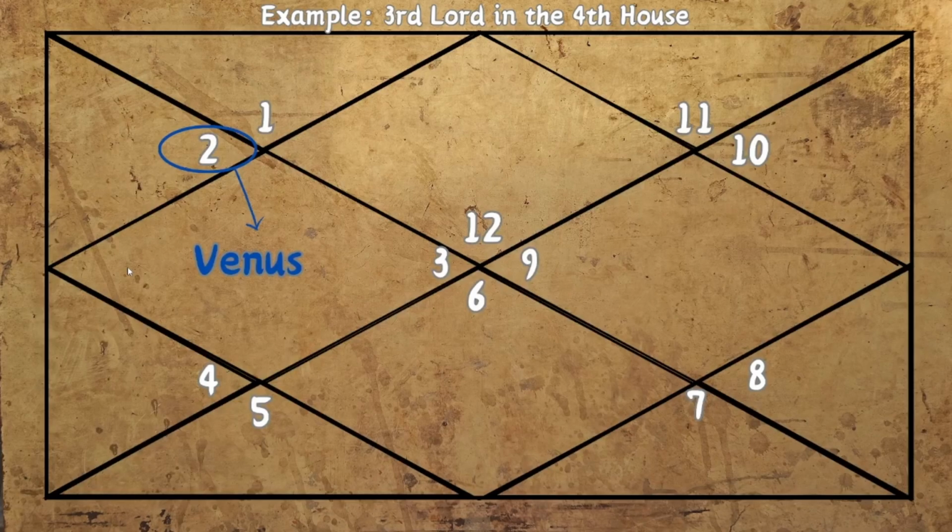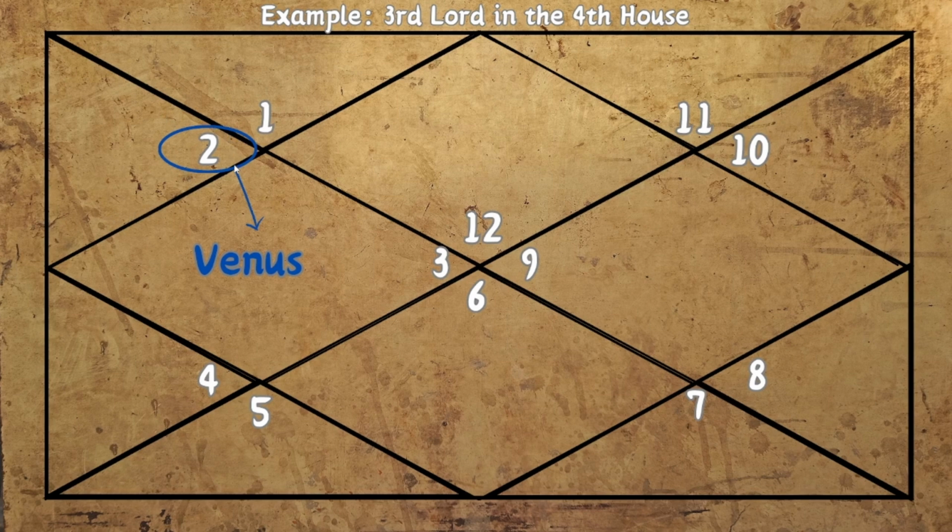Now let us try to understand that with an example. For example, if in your chart the third lord is in the fourth house, how do you conclude that the third lord is in the fourth house? If you see, this is the first house where 12 is written, this is the second house where 1 is written, and this is the third house where 2 is written.